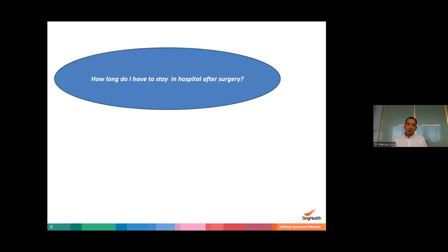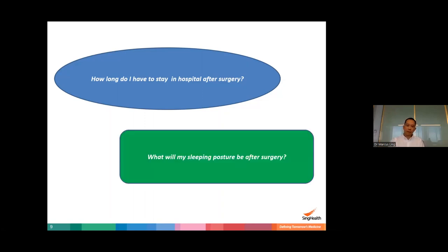And the next question is, how long do I have to stay in hospital after surgery? So I'm proud to say that in SGH, as more and more surgeons here are embarking on early recovery after surgery, I would say that for simple surgeries like single level decompression surgeries, probably the average length of stay will be maybe 1 or 2 days. And even for complex spine surgery, I would say that the length of stay would probably be a week or two at the most.